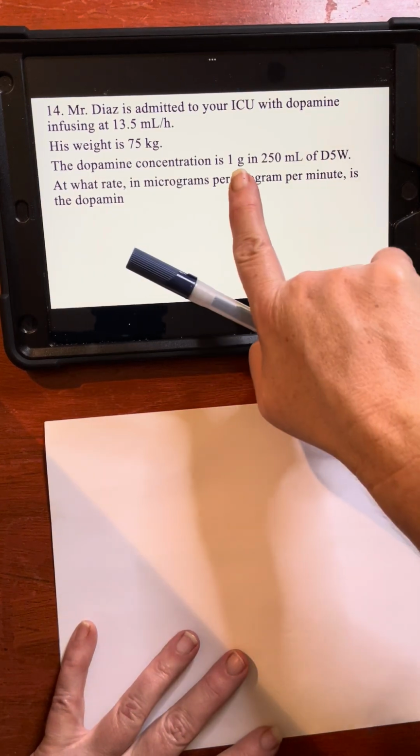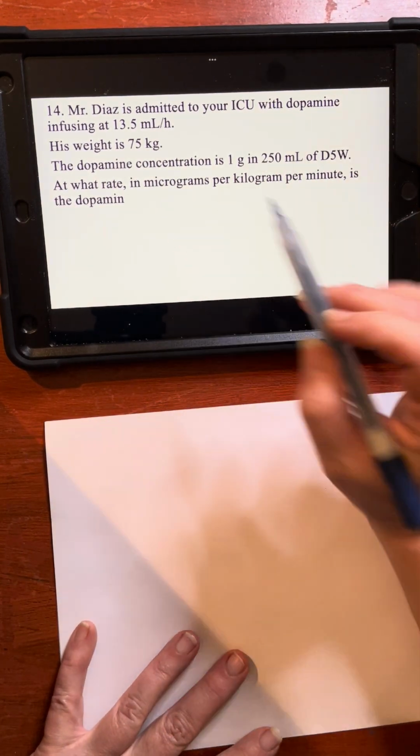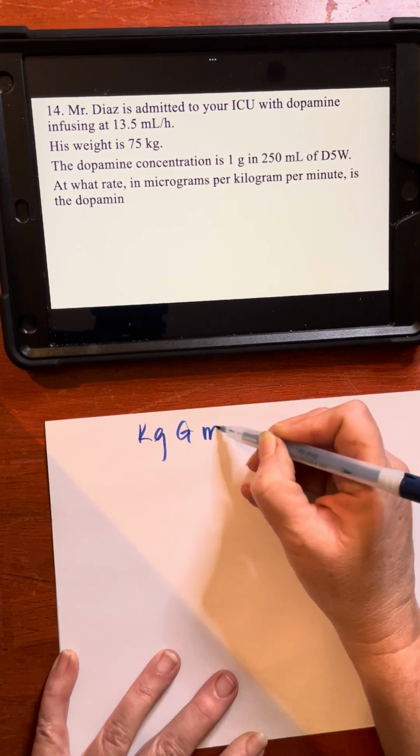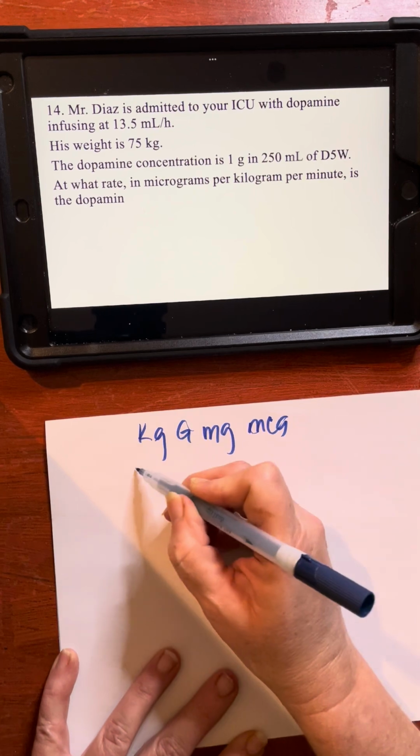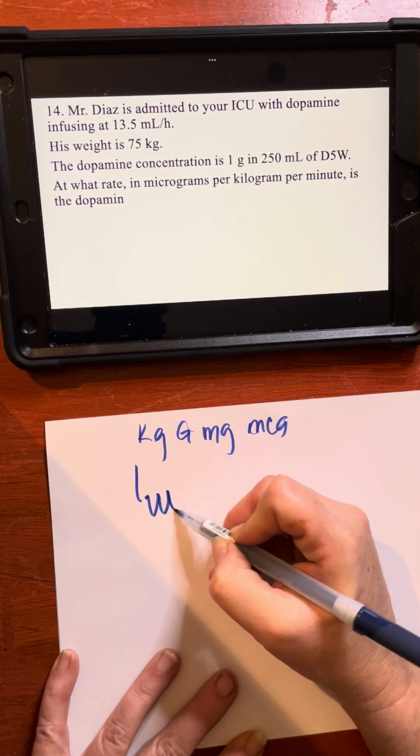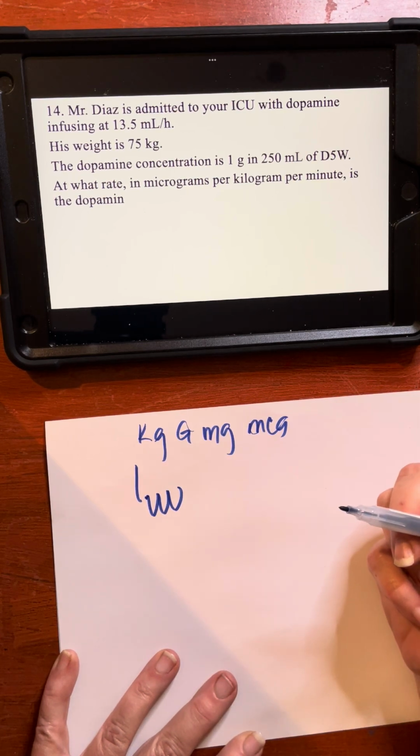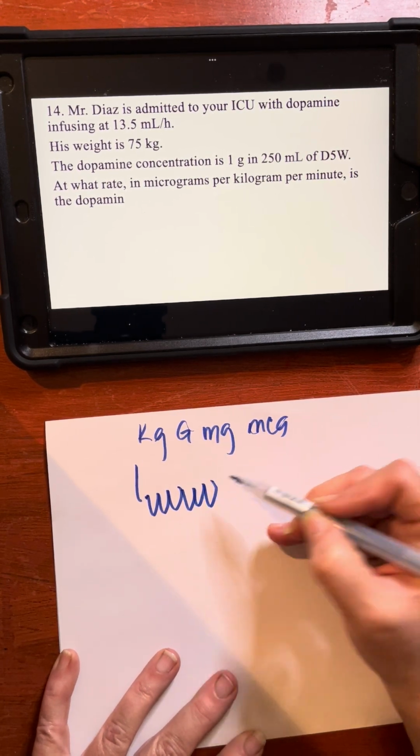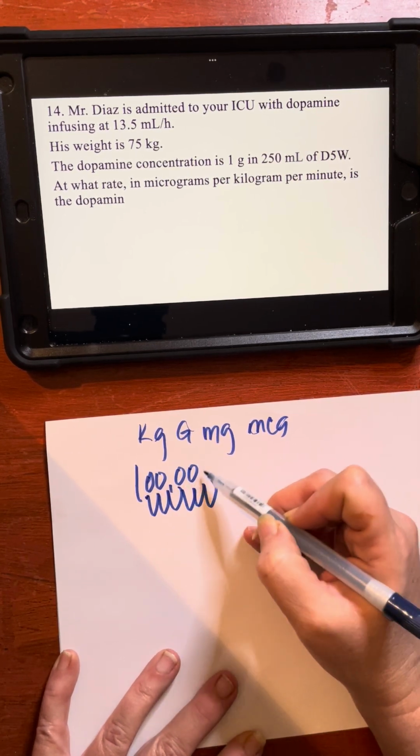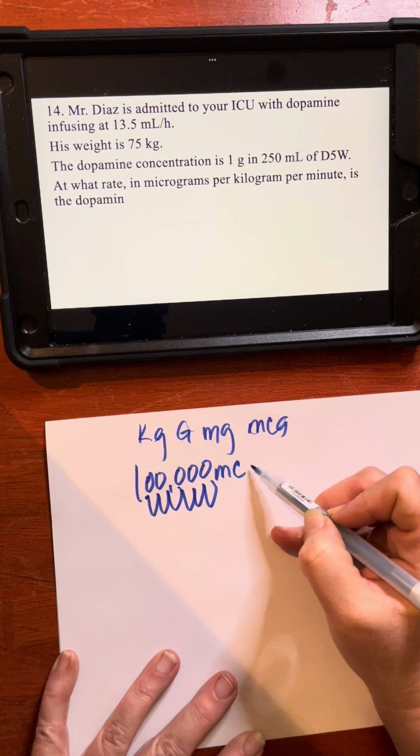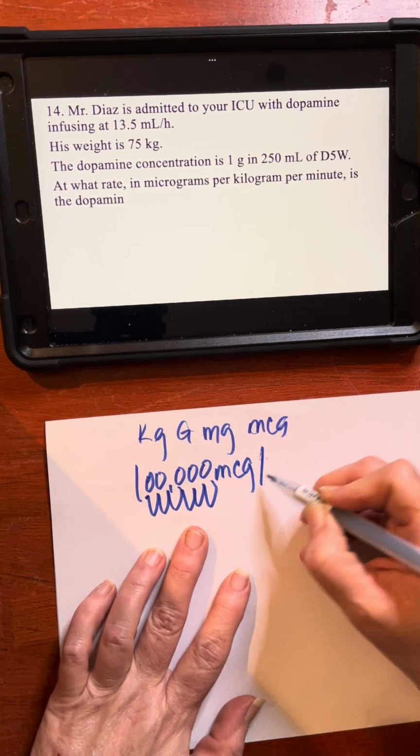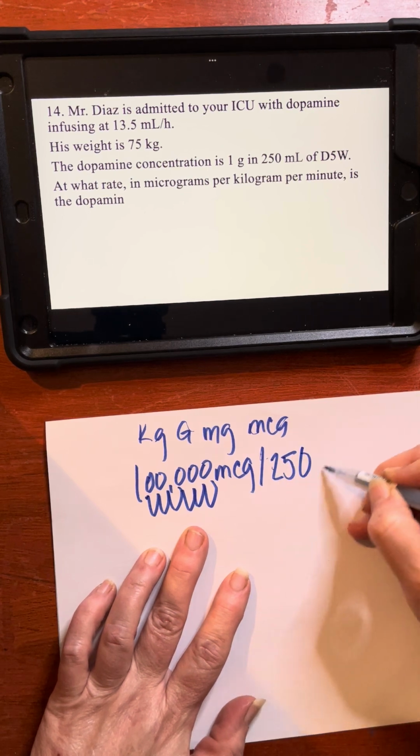So first of all, that 1 gram, and they want it in micrograms. So we have kilograms, grams, milligrams, micrograms. 1 gram, the decimal's here. I'm going to go 1, 2, 3. I'm at milligrams. 1, 2, 3. Now I'm at micrograms. So I got to put 6 zeros in there, because 1 gram is 1 million micrograms in 250 milliliters.